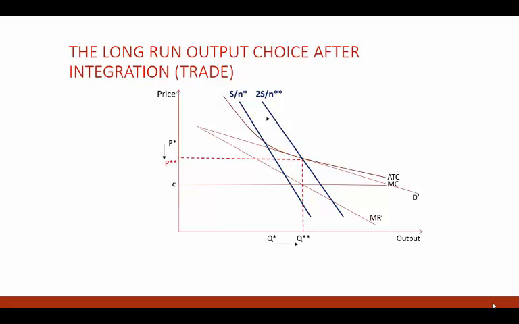Compared to the autarky output produced by the monopolistically competitive firm, this output level has increased. Average costs are lower, and so also is the price. However, the total number of global firms has been reduced from 2n star to n double star. This is shown by a right shift in the symmetric equilibrium line to intersect the new long-run level demand curve of each firm at the optimized output level Q double star.